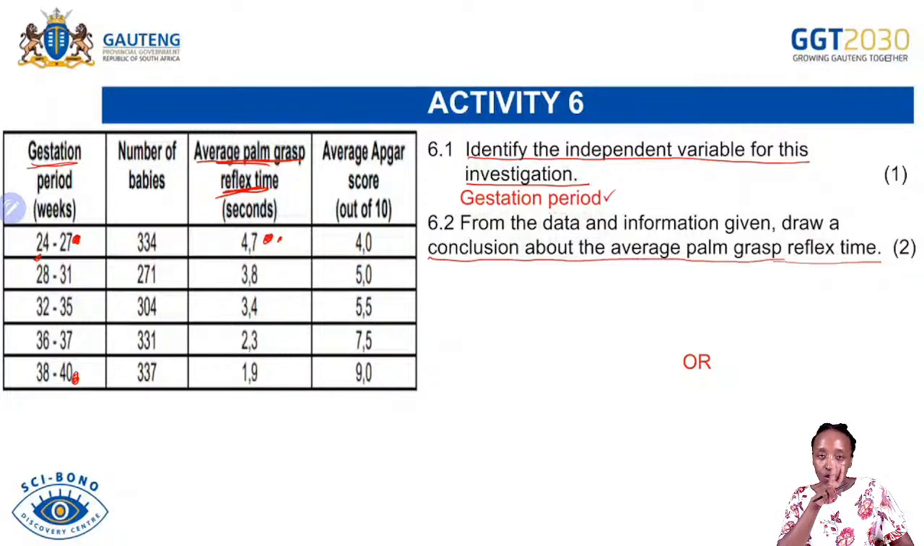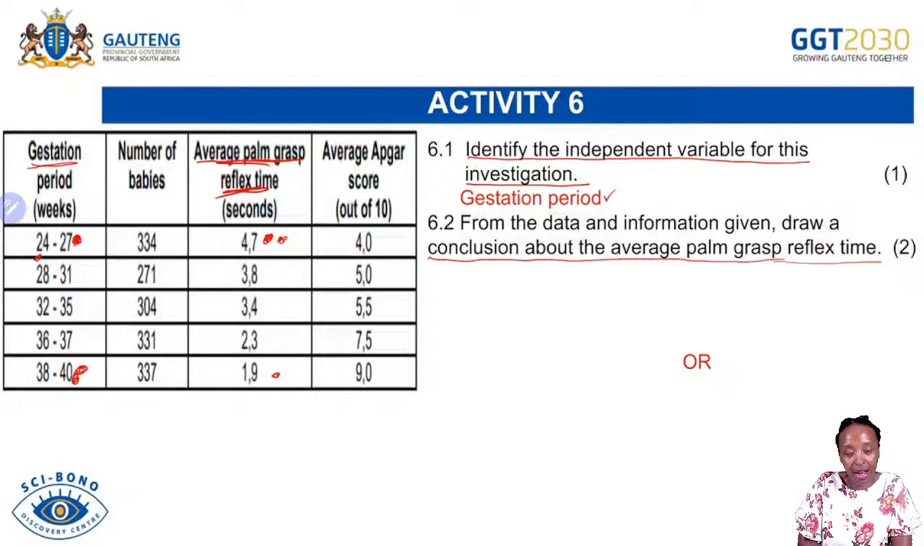Your conclusion must show the variables. So we did say earlier, by just looking at the table, we can say the longer the gestation period, the shorter the reflex time. Or the shorter the gestation period, the longer the reflex time. So both variables are there, gestation period being the independent and the reflex time being the dependent variable.